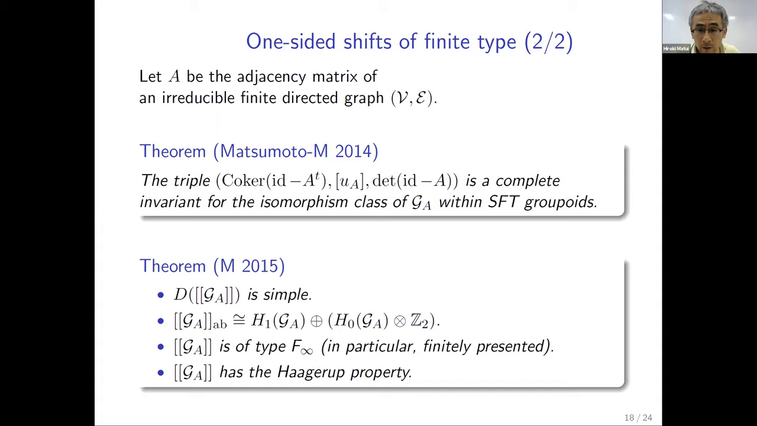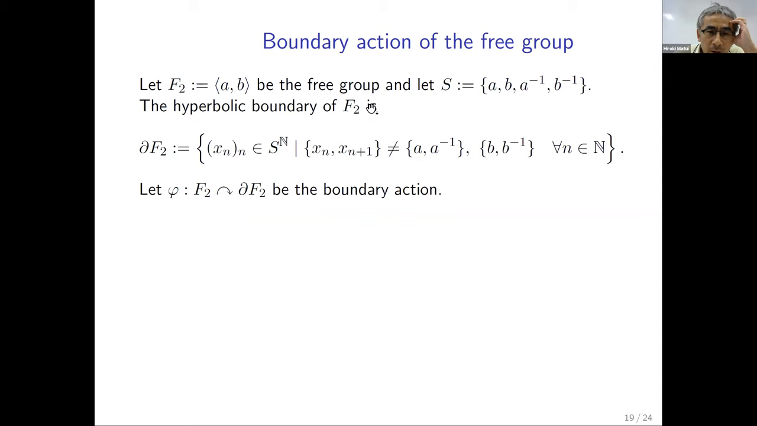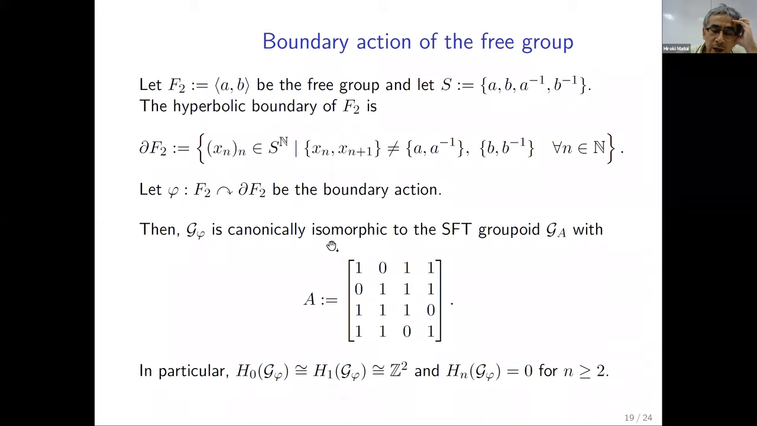So let me give you one example. Let's consider the boundary action of the free group. Let F2 be the usual free group generated by a and b, and let S be this generating subset. Then the hyperbolic boundary of F2 is described as the space of one-sided sequences, right? And F2 is acting on this boundary, the boundary action. So we can consider its transformation groupoid G phi, but this G phi is canonically isomorphic to the SFT groupoid GA, where A is an adjacency matrix.